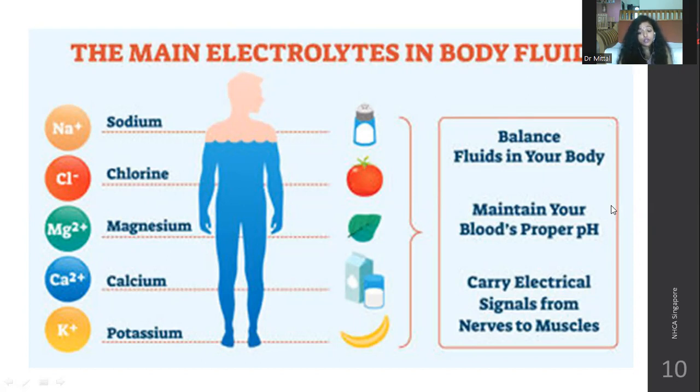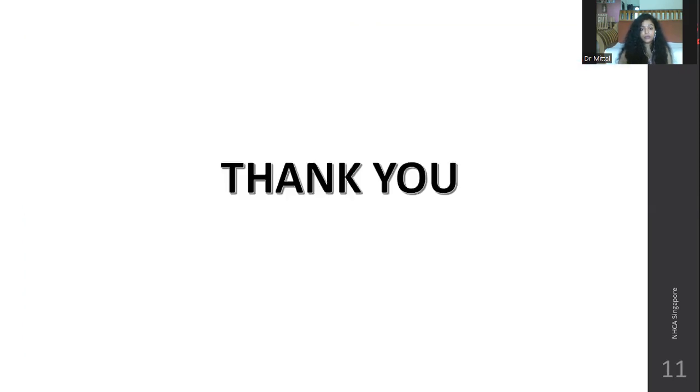They also carry electric signals from the nerves through muscles. Sodium, potassium, and chlorine, which we discussed in the previous session, three of them were a major part in carrying electric transmission from your nerve endings. So for your central nervous system also, these electrolytes are important. So that's about electrolytes.